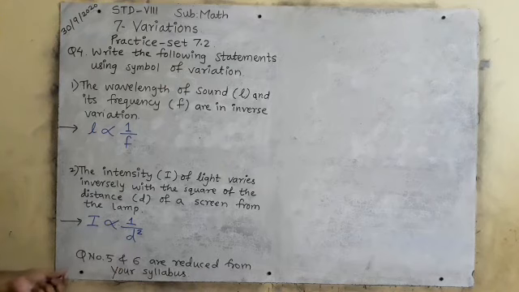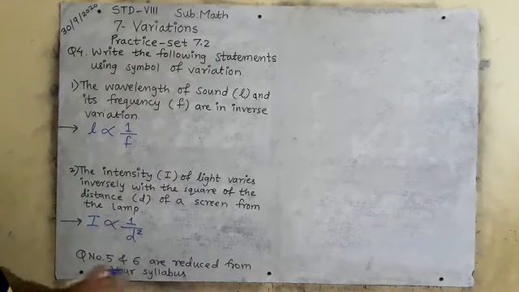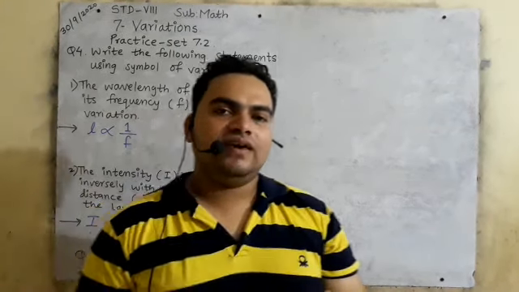Is it clear? Question number 5 and question number 6 of practice set 7.2 are removed from your syllabus. So here we will finish practice set 7.2. I hope you understood. Best of luck and thank you so much.